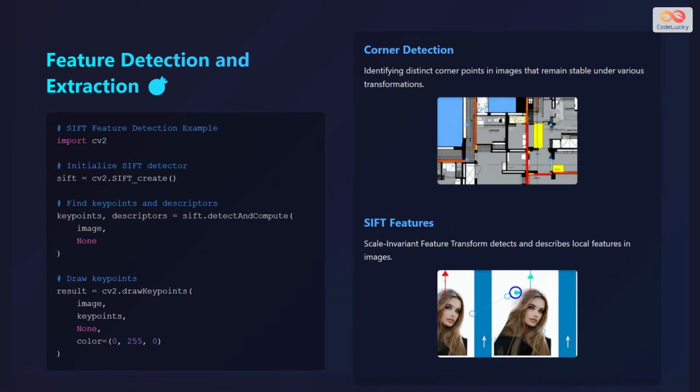Feature detection and extraction are essential steps in computer vision for identifying and highlighting important parts of an image. Corner detection pinpoints distinct corner points that remain stable, even when the image is transformed. Scale invariant feature transform, also known as SIFT, detects and describes local features in images, enabling the system to recognize objects regardless of their size or orientation. The code snippet shows an example using the OpenCV library to initialize a SIFT detector, find key points, compute descriptors, and draw the key points on the image.